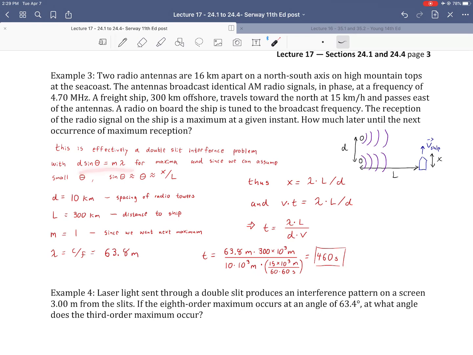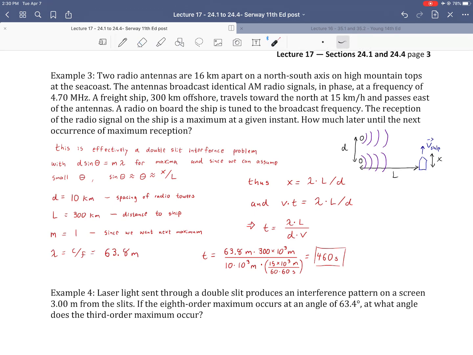Okay, so this is effectively a double-slit interference problem, with d sin theta equals m lambda for maxima, and since we can assume small theta, we can use sin theta equals x over L. That's just using the fact that tangent of theta is x over L. Our d is our 10 kilometers, that's our spacing of the radio antennas.